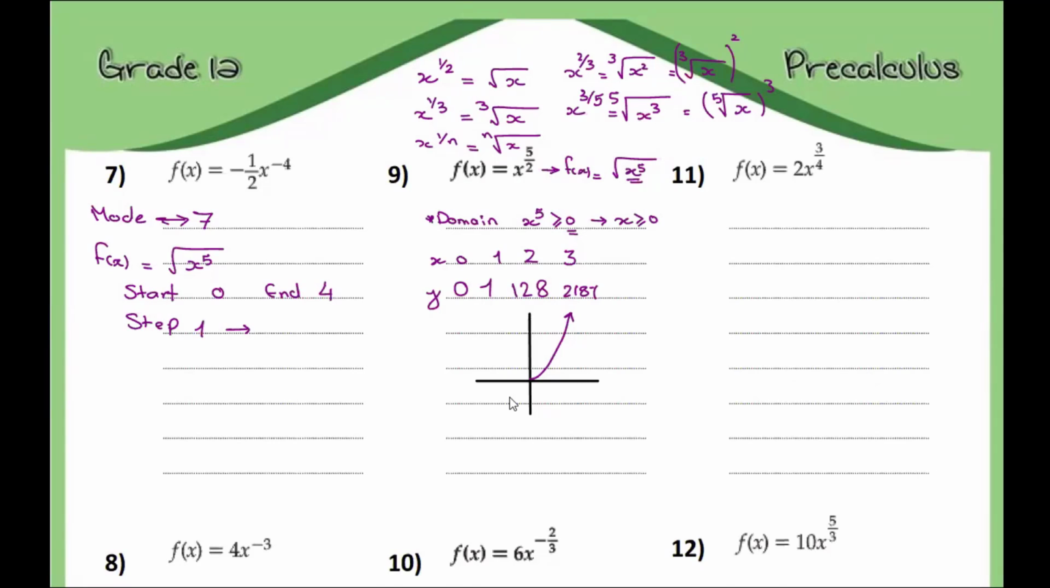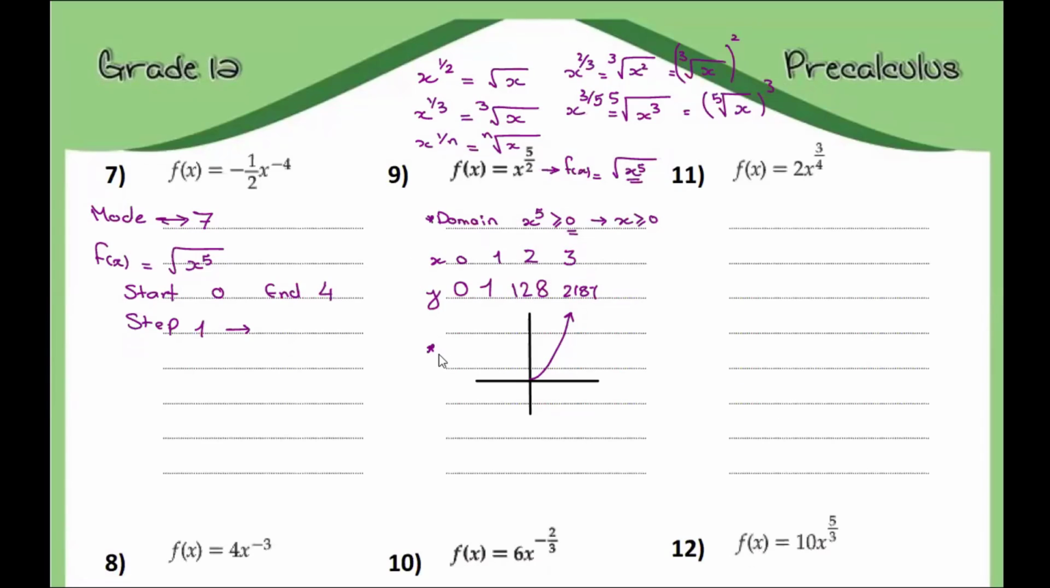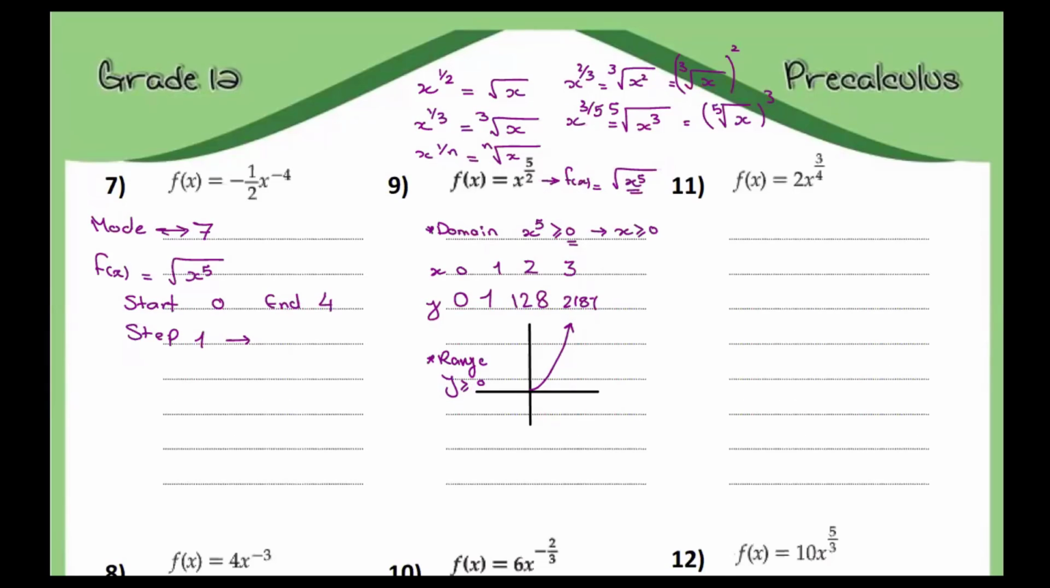So what is the range? You understand the meaning of the graph? I don't need the exact value. Equal to 0 and above. So the range will be y is greater than or equal to 0. So we need to continue finding the missing. What are the missing?